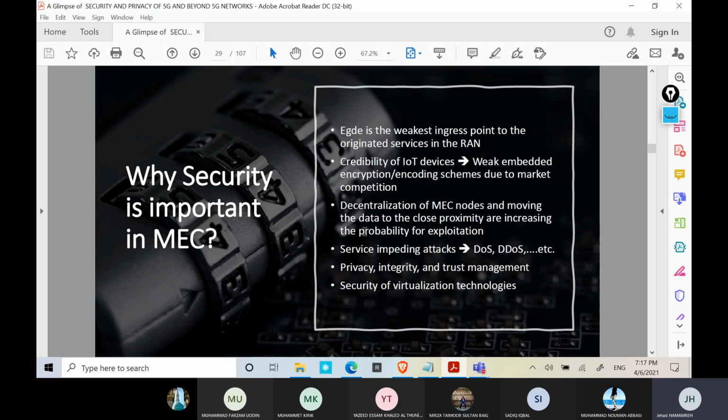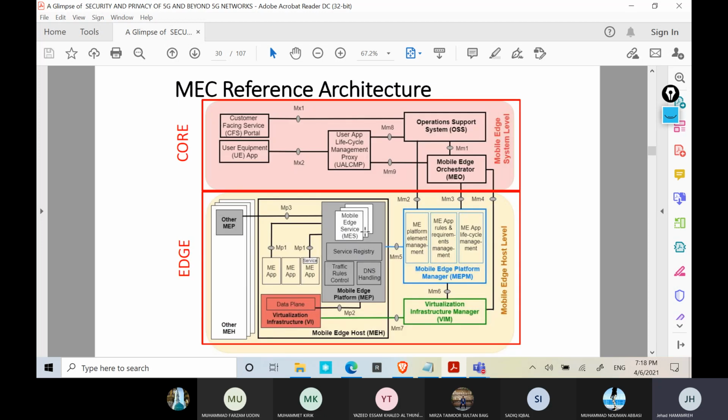The base station and the resources there, and the people monitoring and administrating that site, now have full control on the data. Service embedding attacks, denial of service, distributed denial of service, privacy, integrity, and trust management, and security of virtualization. All these are contributing to the importance of security in mobile edge computing.